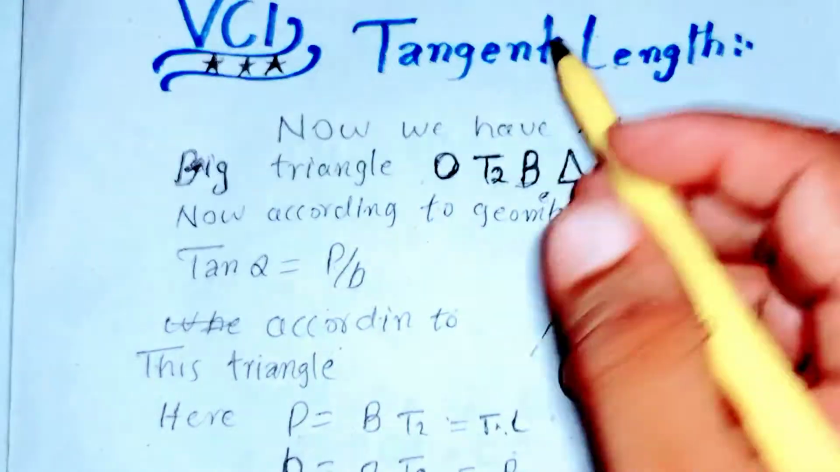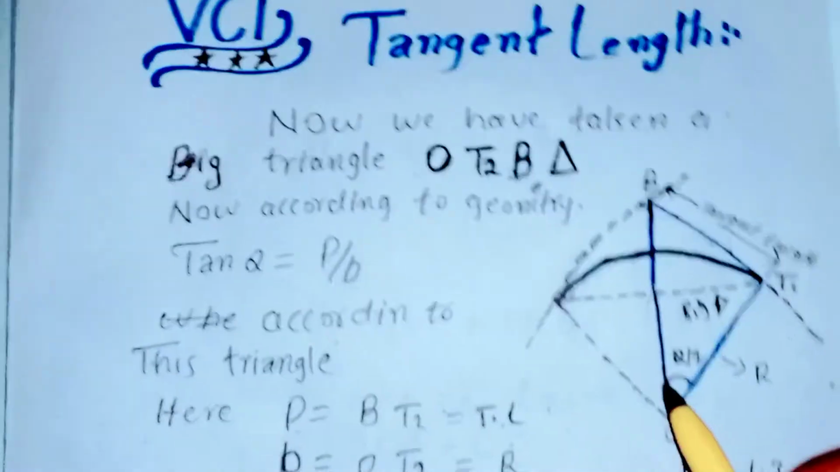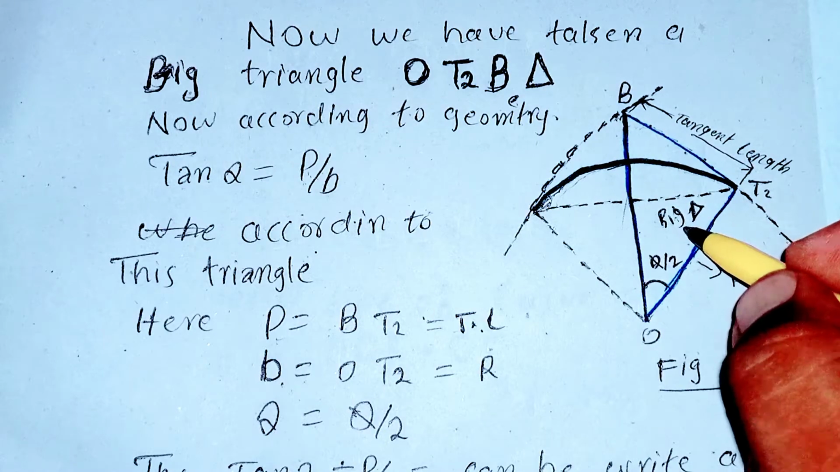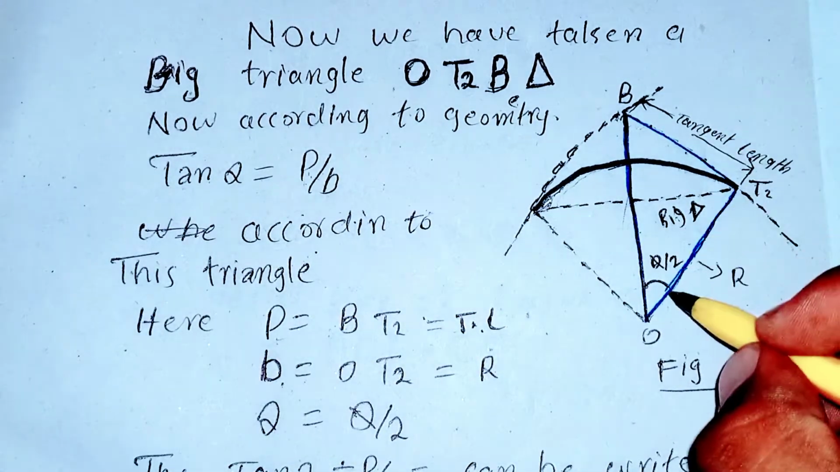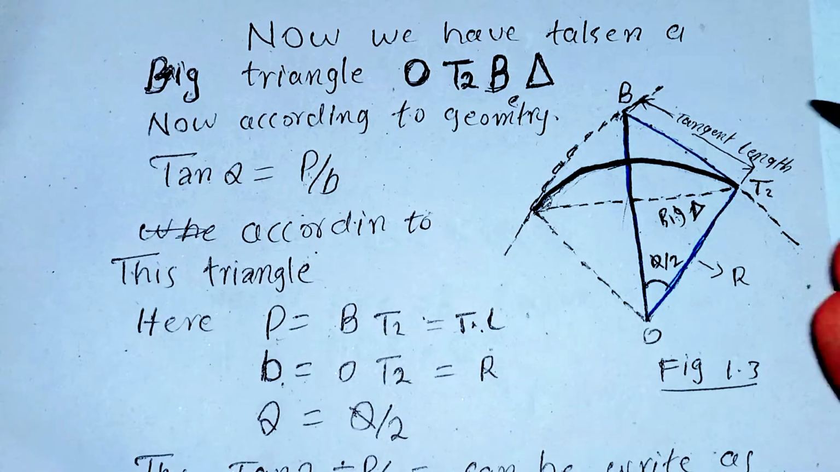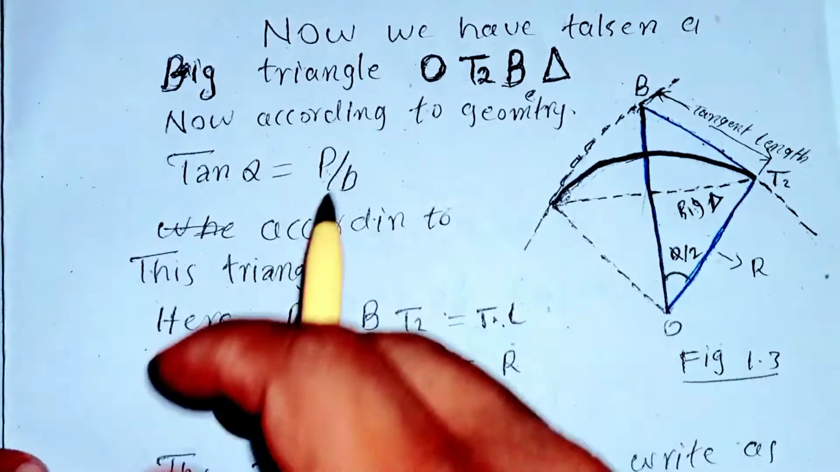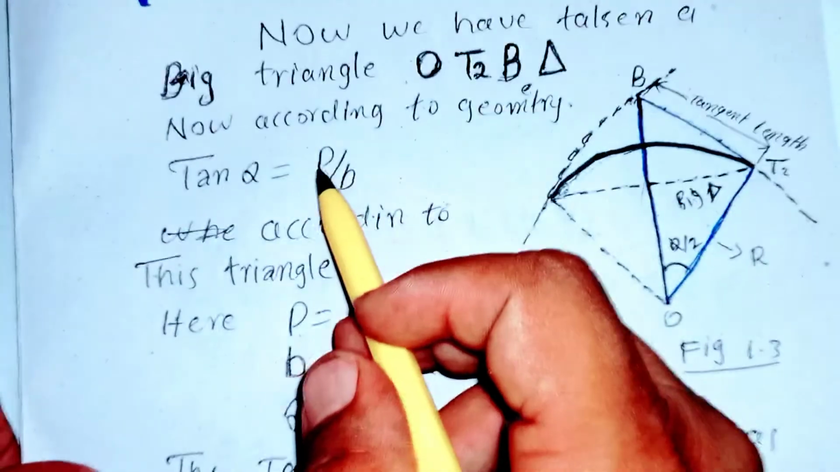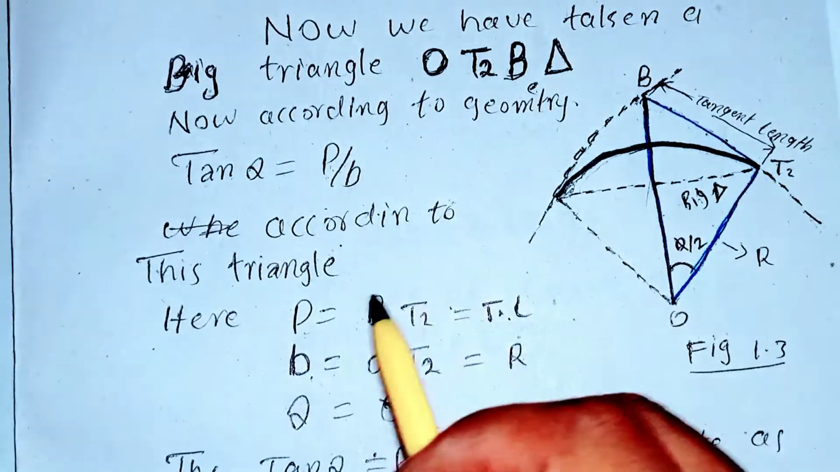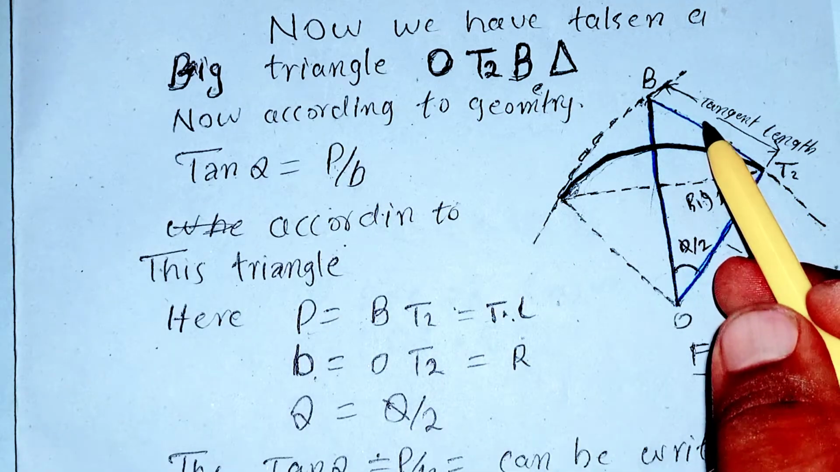Now we are going to find the tangent length. So now we have taken the triangle OT2B. As you can see here, the blue line shows the triangle. OT2 is the base of the triangle, BT2 is the perpendicular of the triangle, and OB is the hypotenuse of the triangle. Now according to geometry, tangent theta is equal to perpendicular divided by base. According to this triangle, the perpendicular is equal to BT2, which is the tangent length.